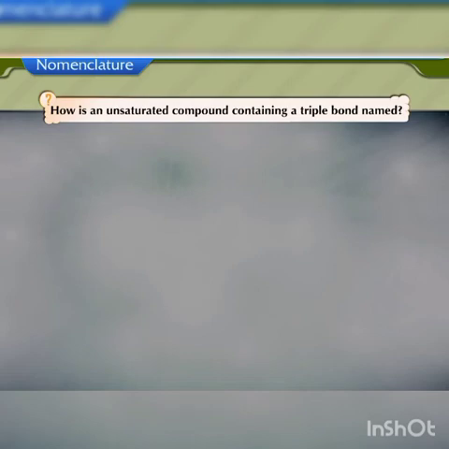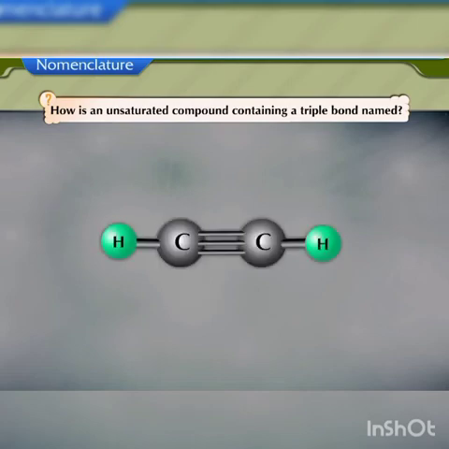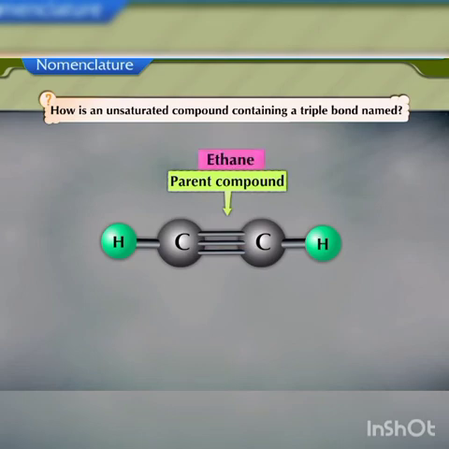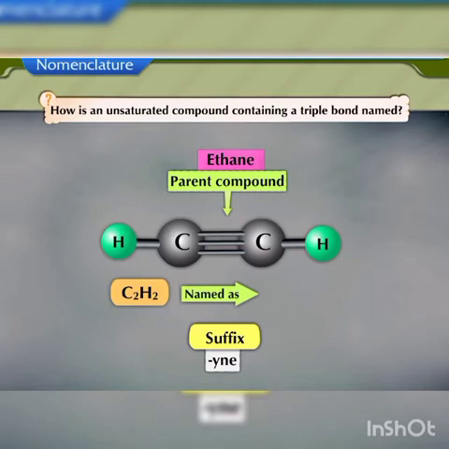How is an unsaturated compound containing a triple bond named? Consider the given compound. In this compound, since there are 2 carbon atoms, the parent compound is ethane. There is a triple bond between the 2 carbon atoms, so the suffix used is yne. So the compound is named as ethyne.